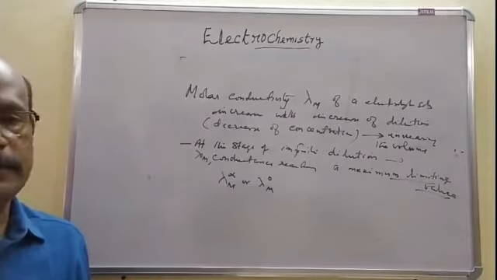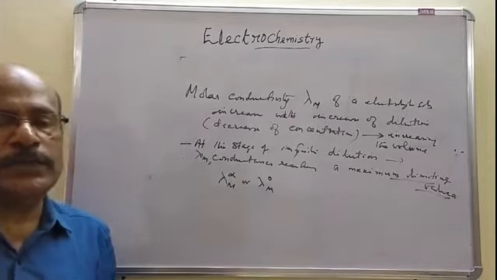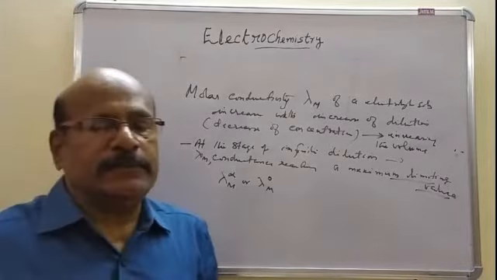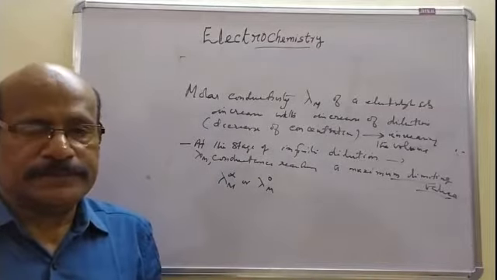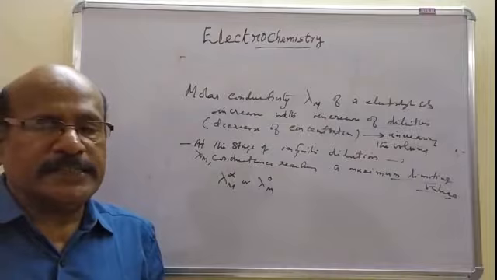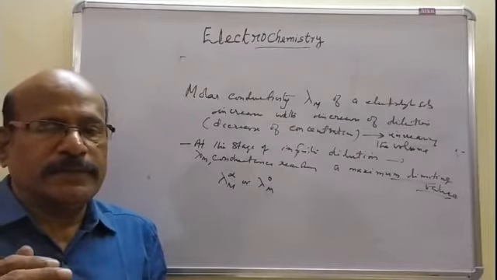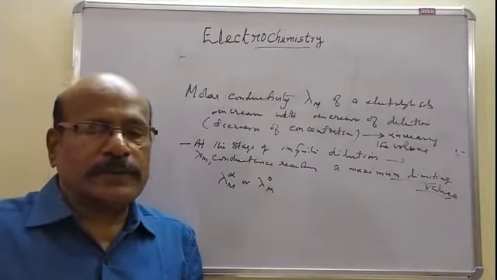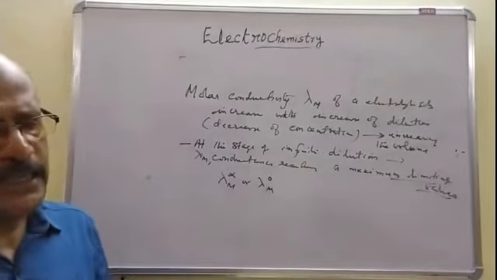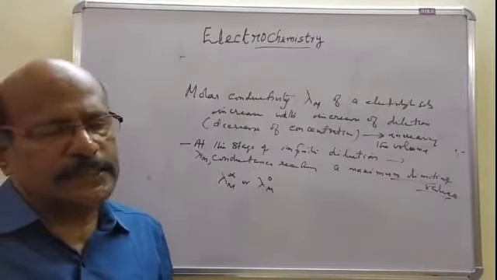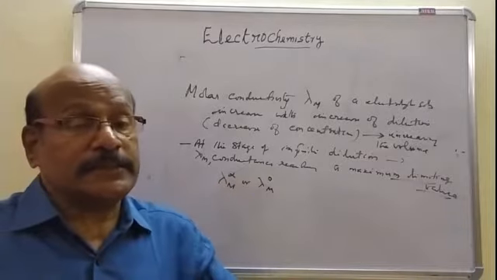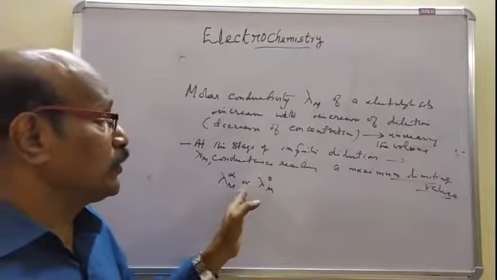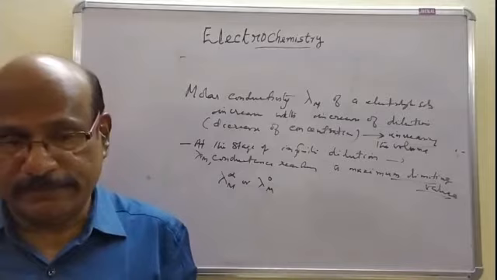So in the case of all electrolytes, the molar conductivity generally increases with dilution, that is, decrease of concentration or increase of volume, because more and more free ions are produced. Finally, at the stage of infinite dilution, the molar conductivity reaches a maximum limiting value that is called lambda 0 m or lambda infinity m.